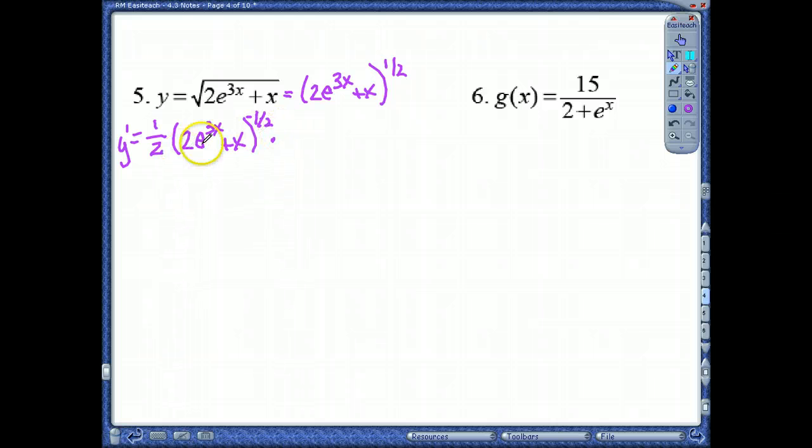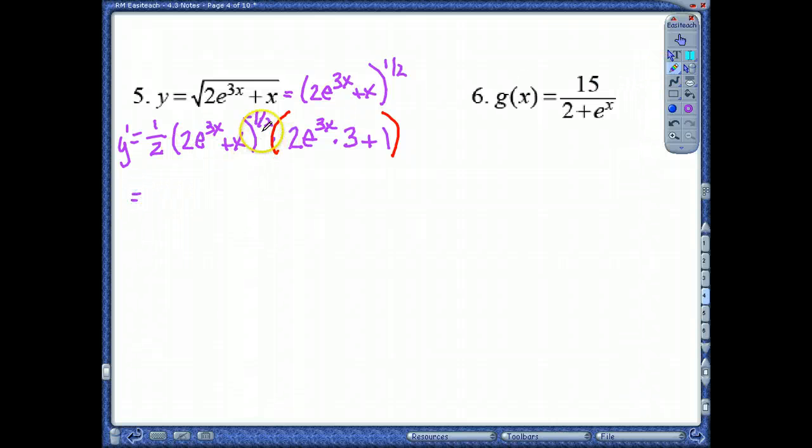So the derivative of 2e to the 3x, rewrite your exponential, 2e to the 3x times the derivative of the exponent, which is 3, plus the derivative of x, which is 1. Now, when I took the derivative of the inside, what I had was 2 terms worth, so please make sure you put those parentheses around there. You're multiplying that whole 1/2 times 2e to the 3x plus x, to the negative 1/2 power. You're multiplying that whole thing by what we just took the derivative of.